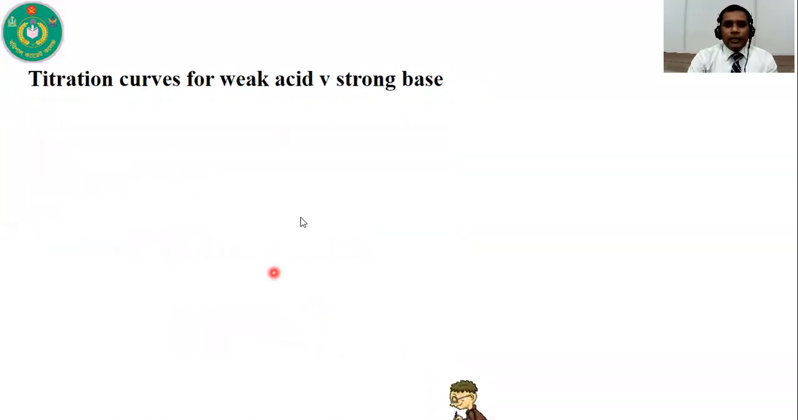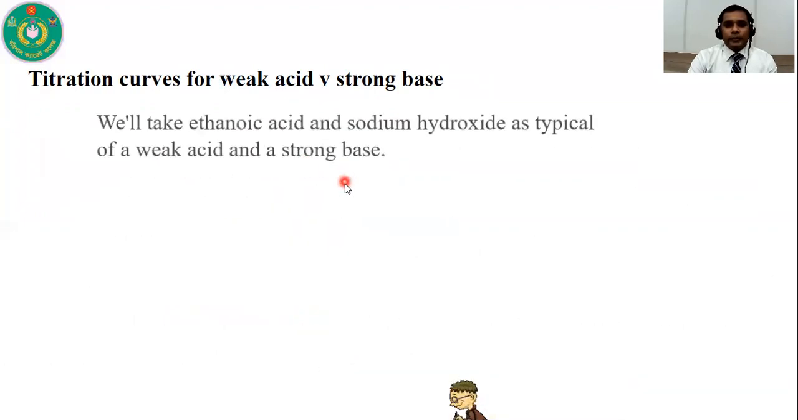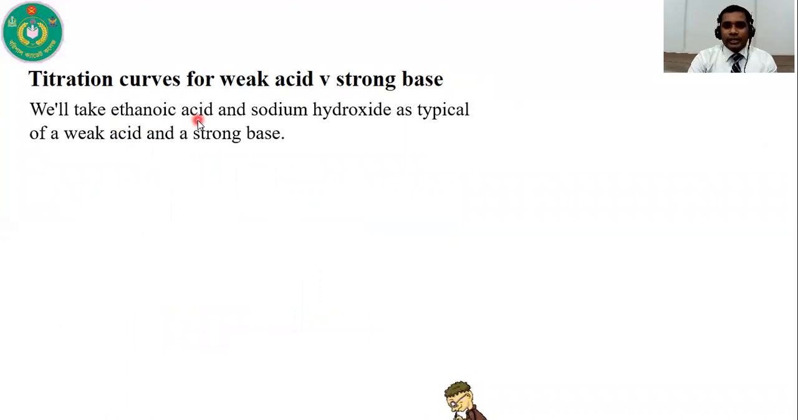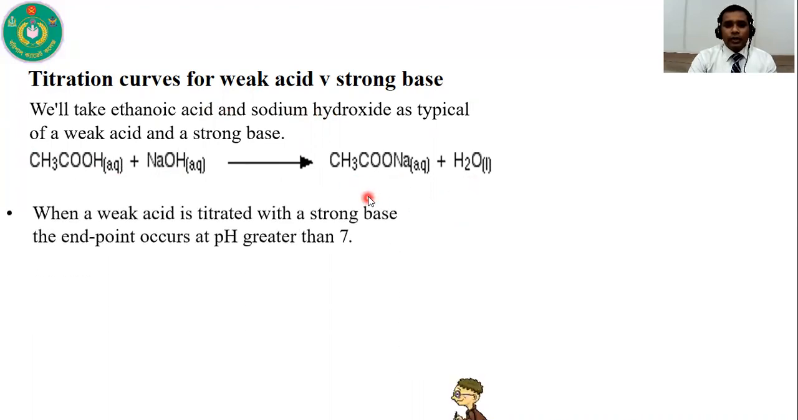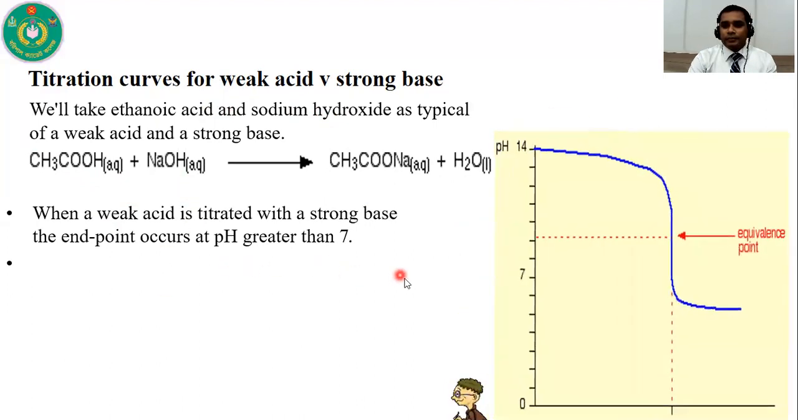Now if we use a weak acid and a strong base, what will be the titration curve? Here if we take ethanoic acid, this is a weak acid, and sodium hydroxide, this is a strong base. If they react with each other we get sodium ethanoate and water. As this is a weak acid and this is a strong base, the end point occurs at pH greater than 7. Here you can see the end point is greater than 7.